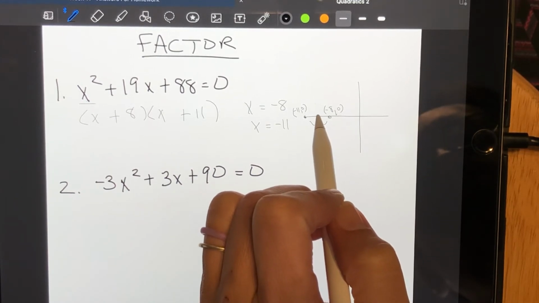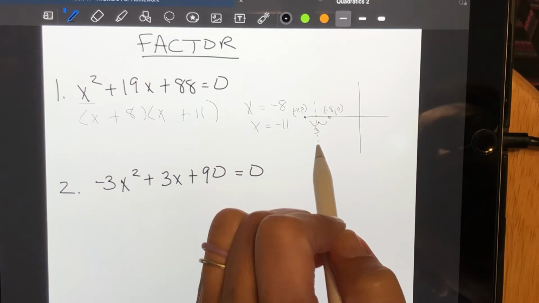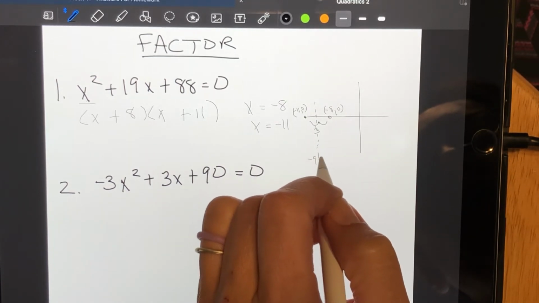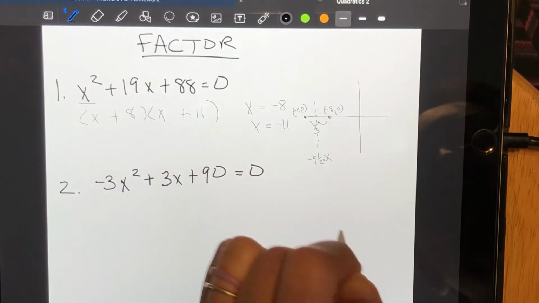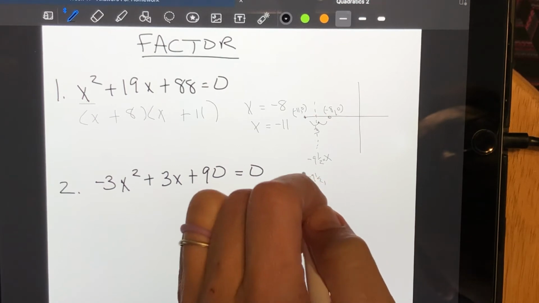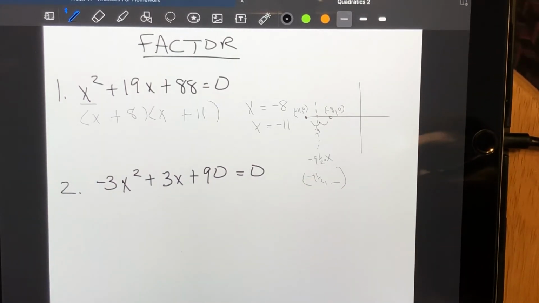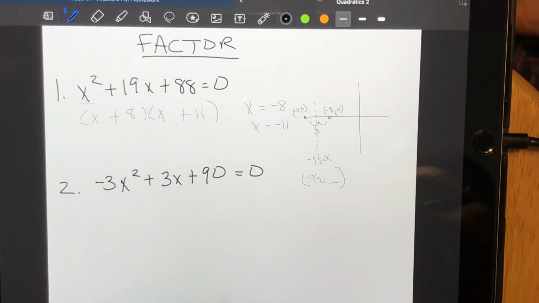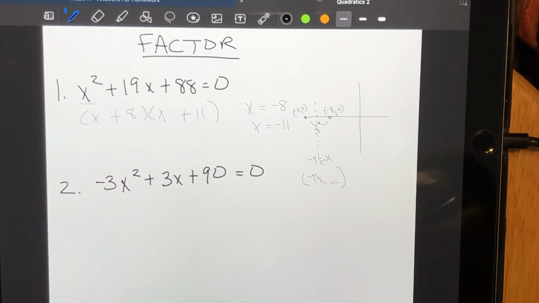So I've got to go over 1.5 to get to my middle, which would be -9.5. So x equals -9.5 would be my axis of symmetry. And -9.5 is also the x value of my vertex. And so at that point, we have everything that we need to be able to graph this equation.